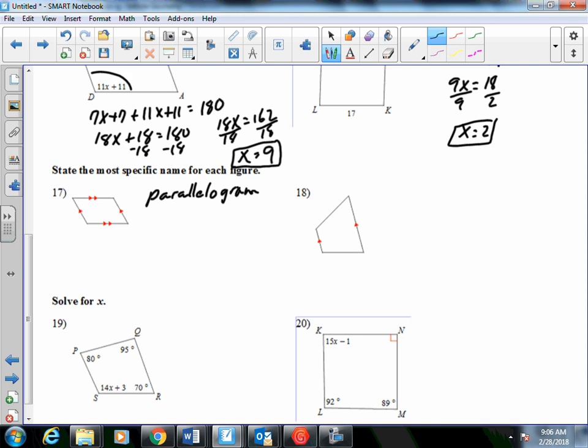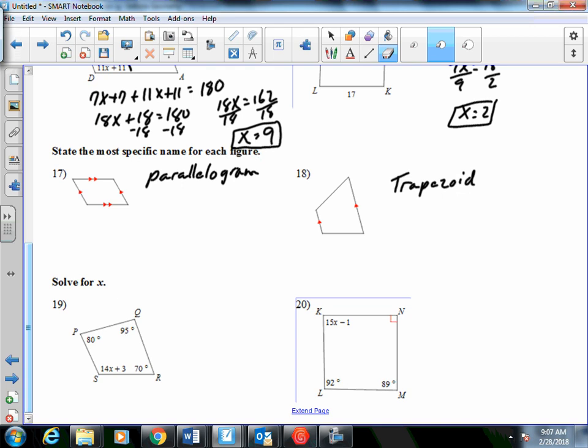And 18, it's got four sides, so it's a quadrilateral. The opposite sides are not all parallel, so it's not a parallelogram. But we have one set of parallel sides, and one set of parallel sides means that it is a trapezoid. If we had those two parallel sides and the legs marked congruent, then we could go as far as to say it was an isosceles trapezoid. But those aren't congruent, so just trapezoid is as far as that goes.